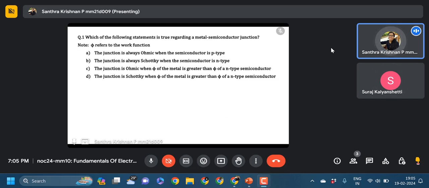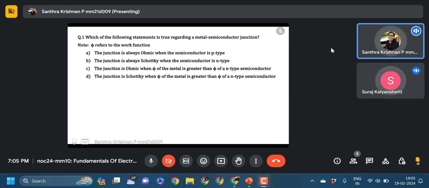So this is the first statement: which of the following statements is true regarding a metal semiconductor junction? You know that the junction is formed between metal and p type, or metal and n type, and depending on their work function, it can be Schottky or ohmic, right? Correct.